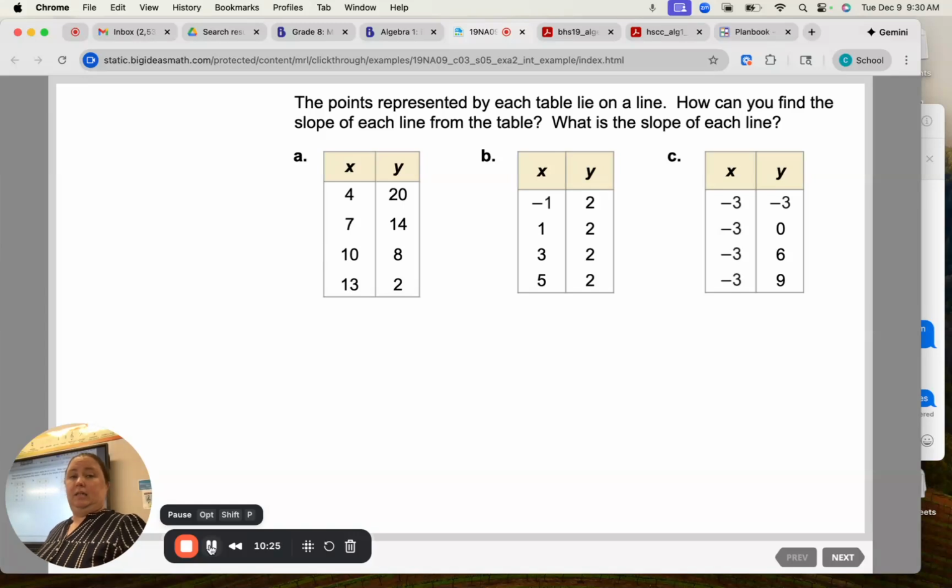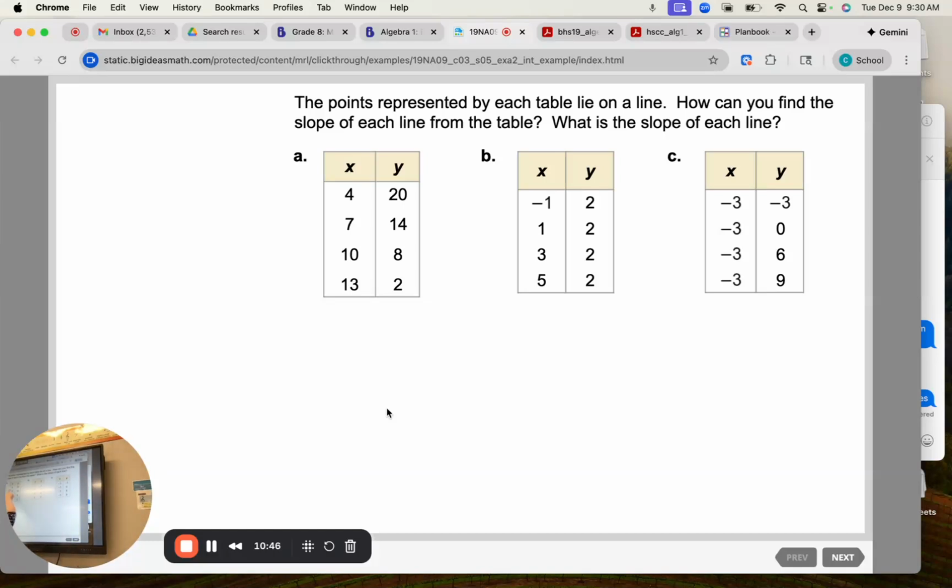8th grade, whisper. The points represented by each table lie on a line. So they're telling you that these tables that they're giving you make a straight line. Okay? How can you find the slope of each line from the table? What is the slope of each line? All right, so let's look at A. How would we be able to solve for the slope?